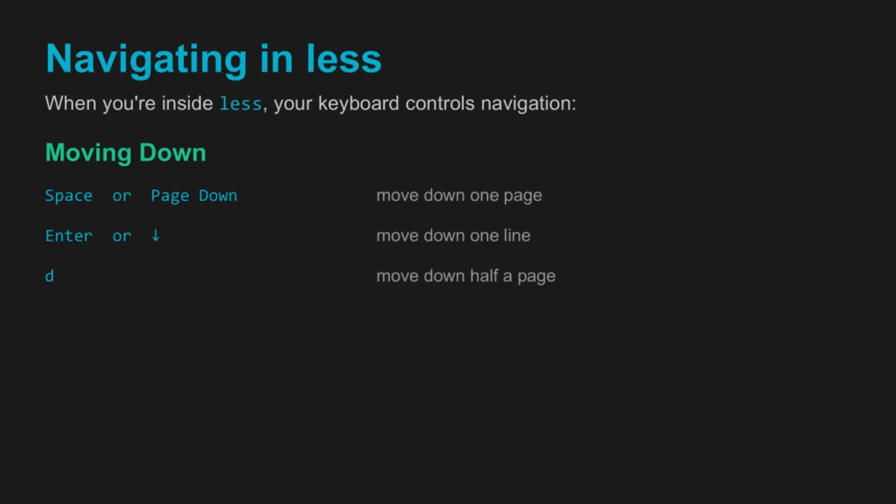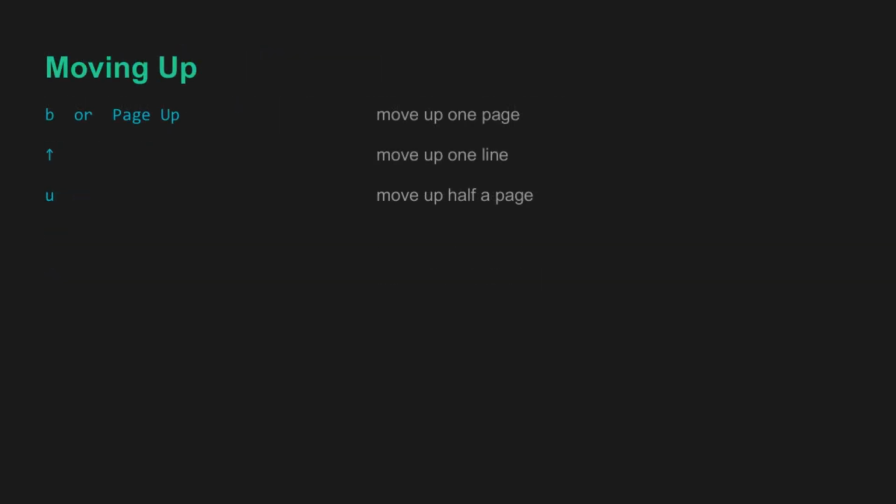You can use space or page down to move down one page. Enter or the down arrow to move down one line. The lowercase d to move down half a page. You can move up with the lowercase b or your page up, moving up one page. You can move up one line with your up arrow, or you can use a lowercase u to move up half a page.